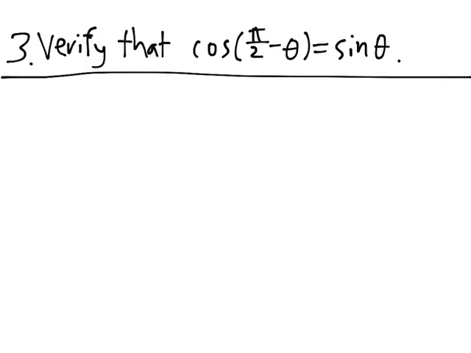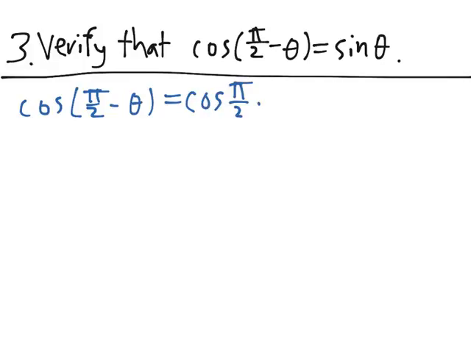Problem 3. Verify that cosine of pi over 2 minus theta is equal to sine theta. Let's start with the left side. Cosine of pi over 2 minus theta is equal to, if we use the cosine subtraction of angles formula, or difference of angles, we get cosine pi over 2 times cosine of theta plus sine of pi over 2 times sine of theta.